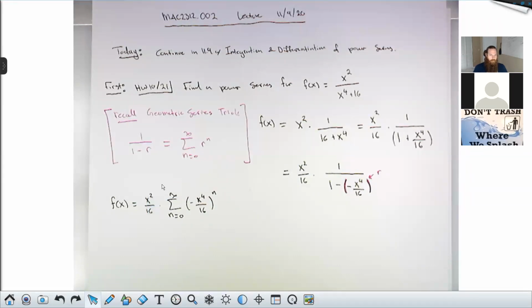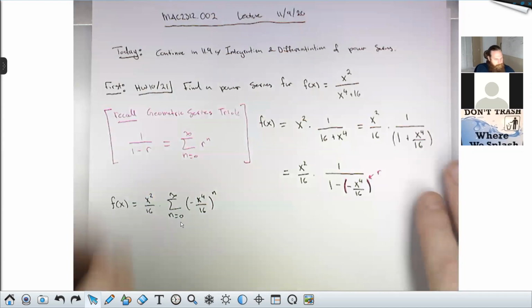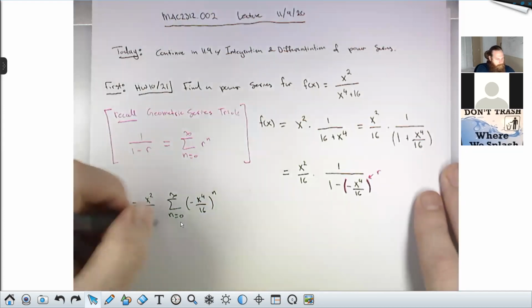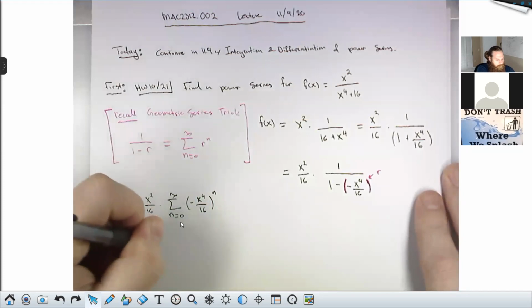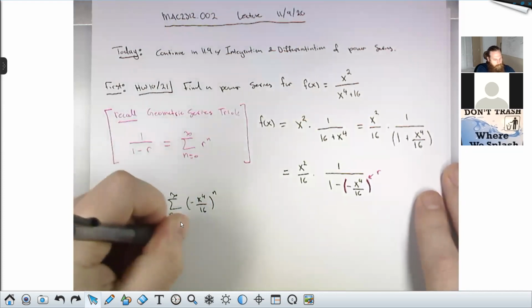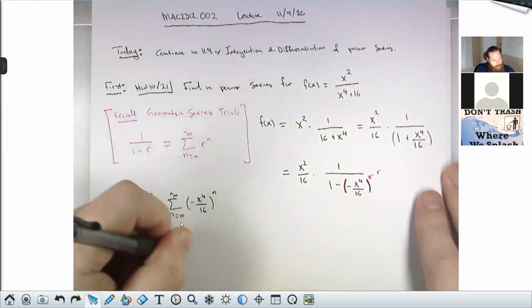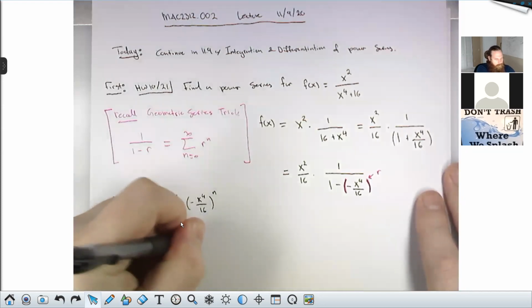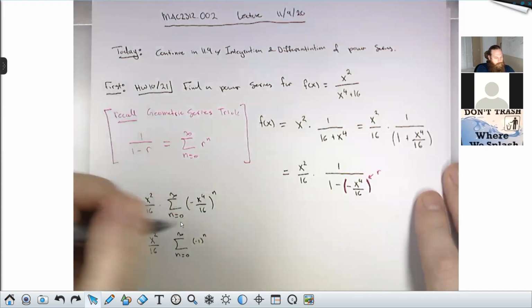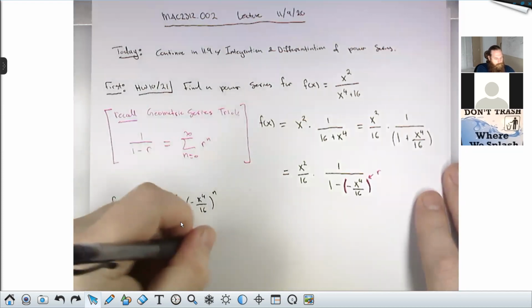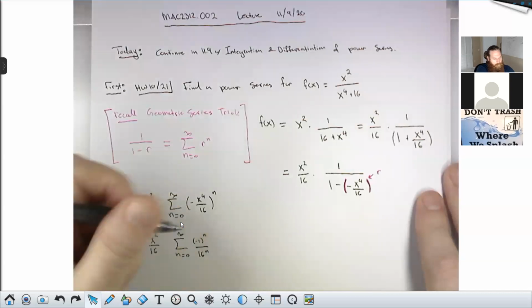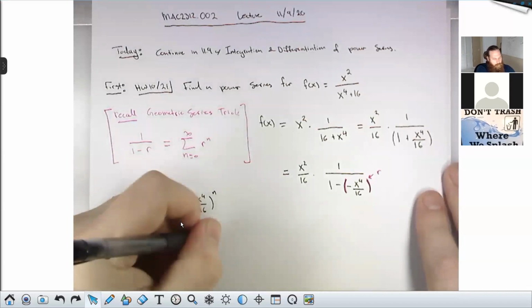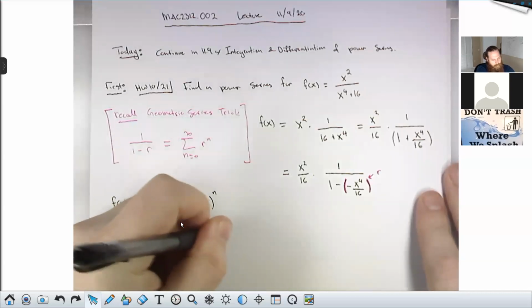We're not done. We're going to simplify this, and then we're going to push this into the series. So my next step is to simplify the stuff inside the series. The negative to the n is negative 1 to the n. Downstairs I have a 16 to the n. And then I have x to the 4 to the n, which is x to the 4n.